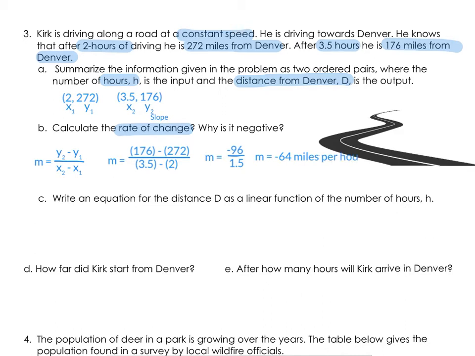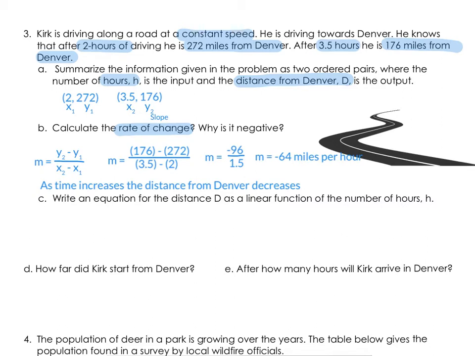And the question was, why is this negative? Well, if we think about the context of the question, what's happening? Kirk is driving along a road, and it's representing how far away he is from Denver. And as he's traveling, he's getting closer to Denver. So as time increases, the distance from Denver decreases. And remember, we talked about when one is increasing and the other is decreasing, the slope of the line will be negative.